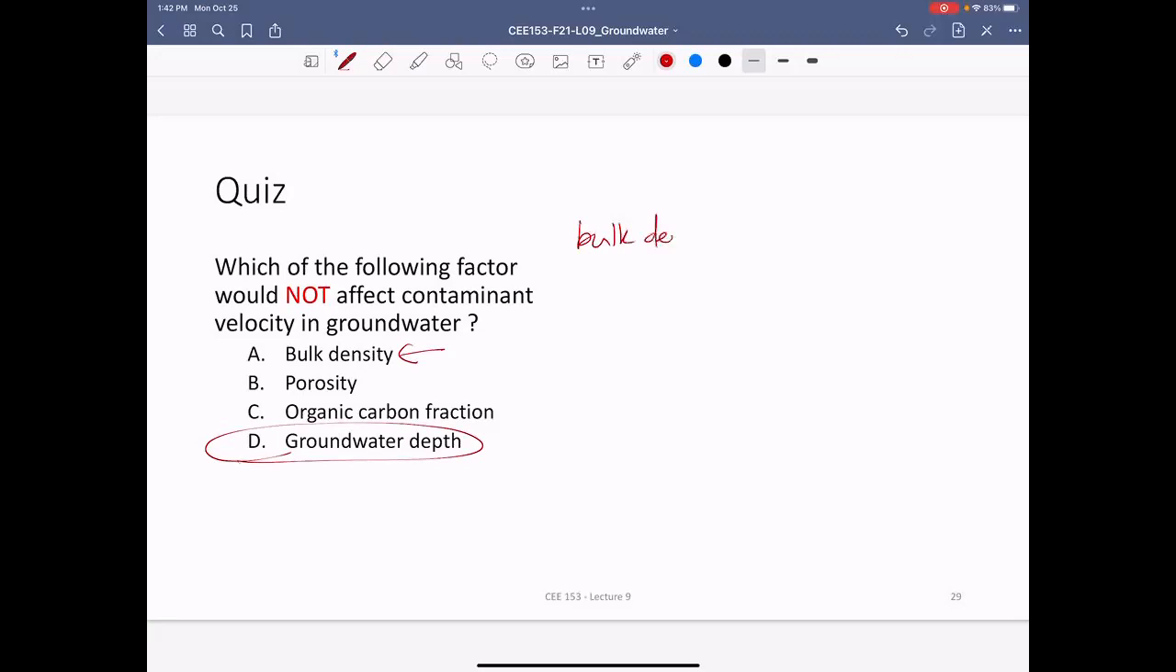Bulk density, you kind of know it, but all it means is the mass of soil divided by the volume of soil. When you say mass of soil and volume of soil, that includes the pores, including the pore space. Not just the volume of the soil grains.